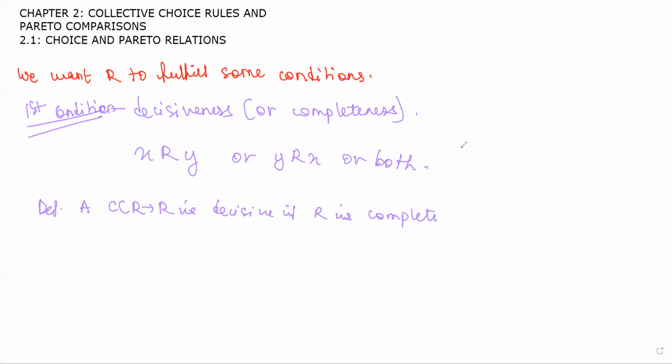Mind you, the Ri's are preference relations. R is also a preference relation. Ri's are complete, transitive, and reflexive. But we can't impose conditions on R directly because we are defining how R comes about. We are defining the collective choice rule. So this is one condition on R which we would like it to fulfill. And we will soon investigate when it fulfills these things. For now, just keep this definition in your mind while we define some other things.